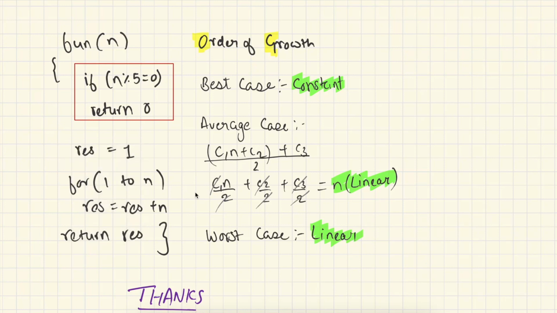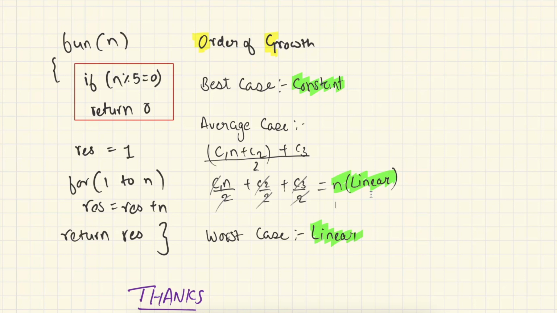The second time we are passing 5, so this code is not going to run and only this code runs, which is a constant operation. If we sum both the times and divide by 2, we get this expression. Let's again use our knowledge of asymptotic analysis. We cancel out the lower order terms. Here c2 by 2 is a lower order term, and the other constant is also a lower order term. If we cancel out all the lower order terms, we get linear. So on average, the order of growth of this function is linear.